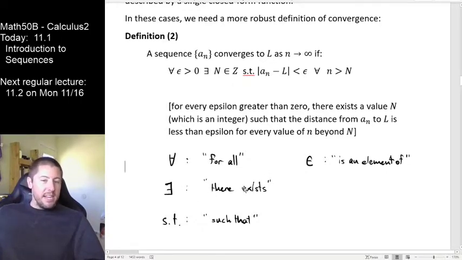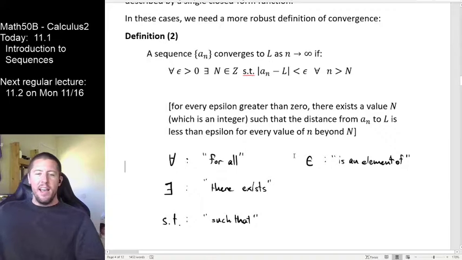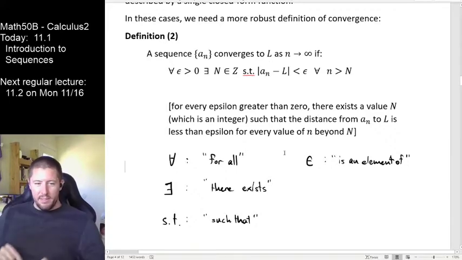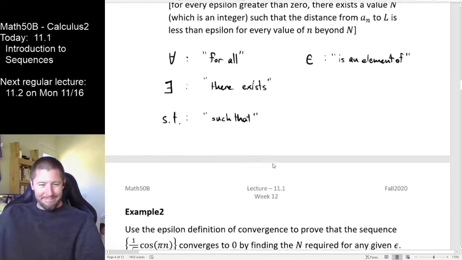Capital backwards E, there exists. So A is for all, E is for exists, ST is such that, and the element symbol stands for element of the set. I guess this feels to me like a capital E is rounded, so it feels like a lowercase e, and that's because it's just one element of the set. Whatever. You'll remember these, I'm certain of it.